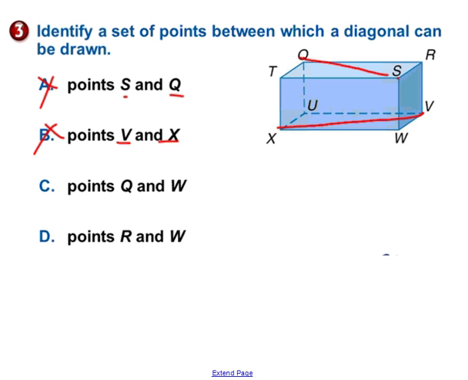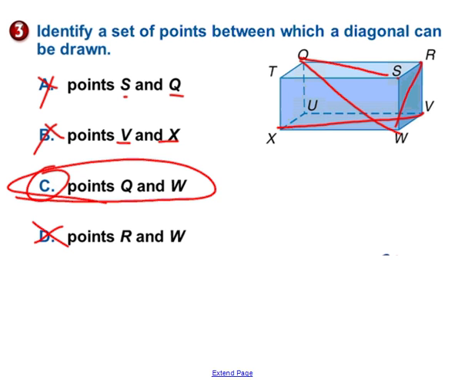Q and W does look like it works. So we're going to check the last one, R and W. R and W is in the same plane of the end face of that box, so it can't be that one. It's got to be letter C, Q and W.